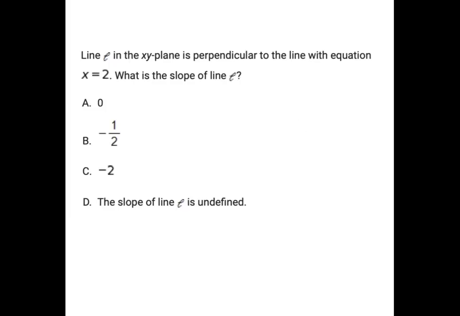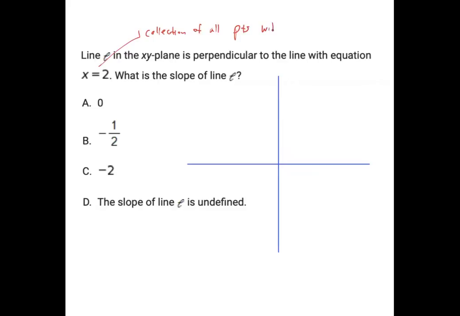The question here is asking us about vertical and horizontal lines. If the equation of a line is x equals 2, just imagining what that would look like on a graph, that is going to be the collection of all the points that have an x value of 2. So if you ever have x equals something or y equals something, think of it that way. It's the collection of all the points with x equal to 2.